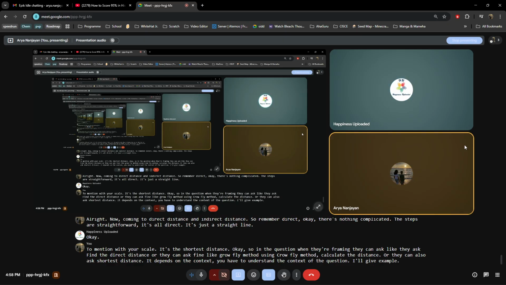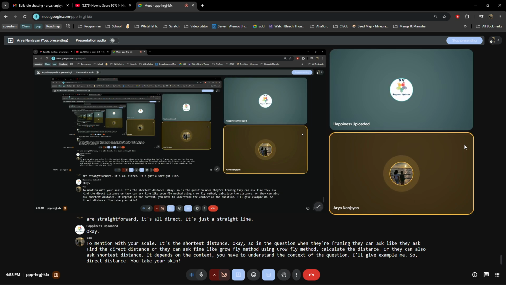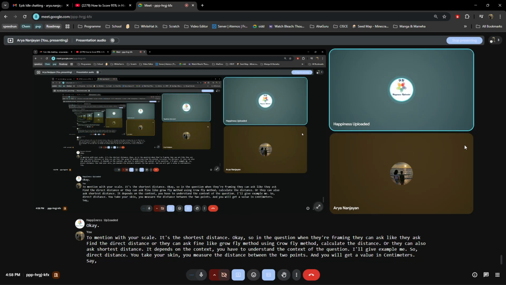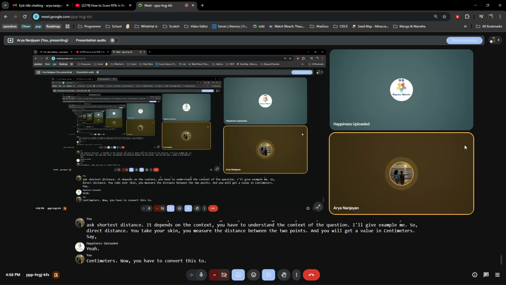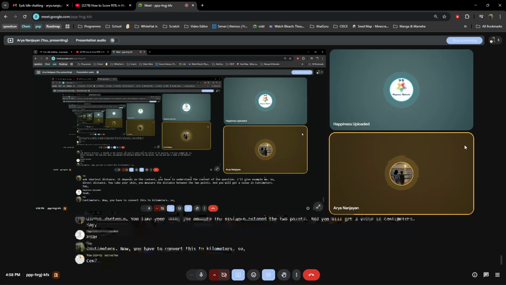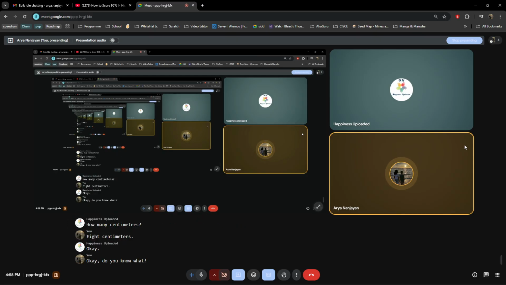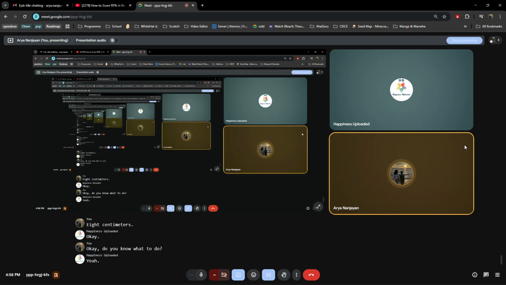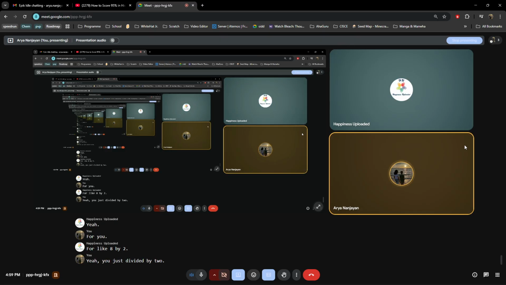So for direct distance, you take your scale, you measure the distance between the two points, and you will get a value in centimeters. Say 8 centimeters. Now you have to convert this to kilometers. Simple, just keep it 8 centimeters and divide it by 2. You just keep it plain and simple.